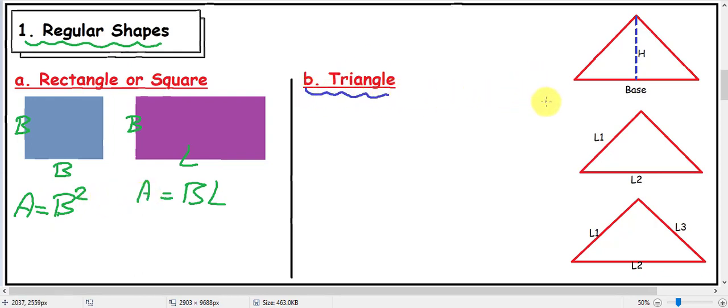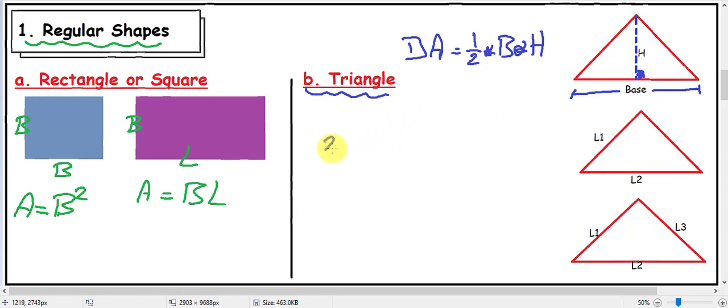For the triangle, we have three formulas to calculate the area. The first formula, if I have the base of the triangle and I have the height which is perpendicular to this base, so the area will be equal to 0.5 B H. This is the first formula. The second formula, if I have two lengths of the triangle, L1 and L2, and I have the angle between them, angle theta, so the area will be 0.5 L1 L2 sine theta.